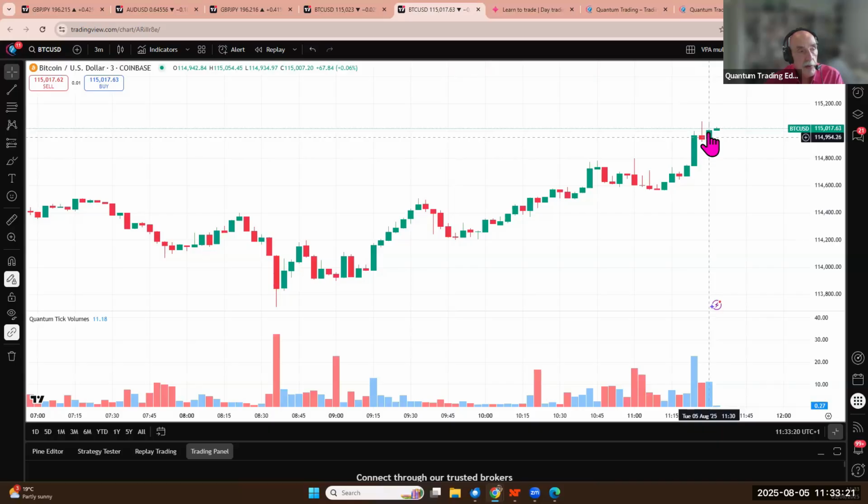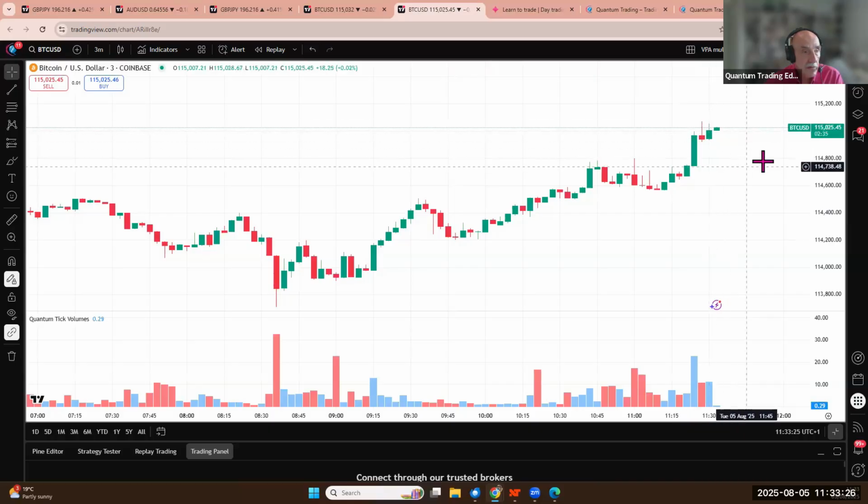Nothing too much to worry about. But certainly, we need to break through that level there at 115.067 for a continuation. So we're now watching the next candle.